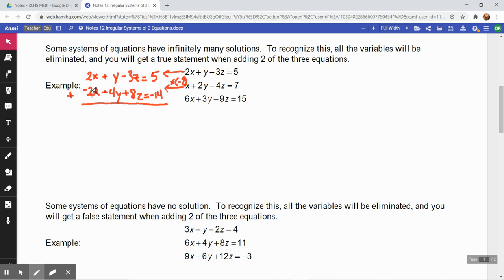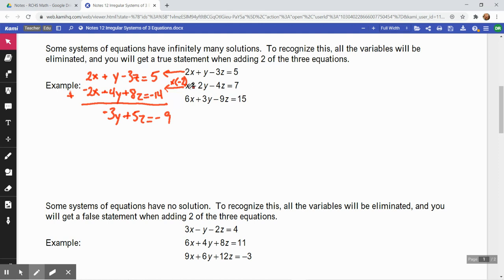And what we get, the x's are gone. 1y plus negative 4y, combine those to get negative 3y. Negative 3z plus 8z is 5z. And then equals 5 plus negative 14, that's negative 9. Okay, so we have one equation that has just 2 variables. Let's do that again with 2 other equations.